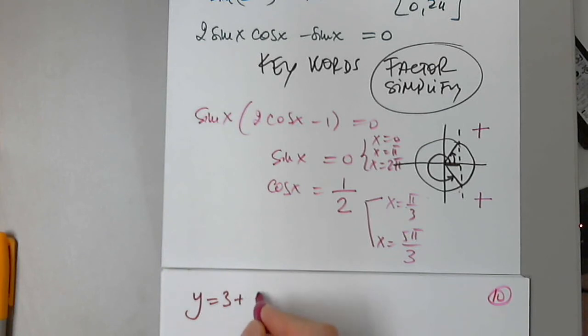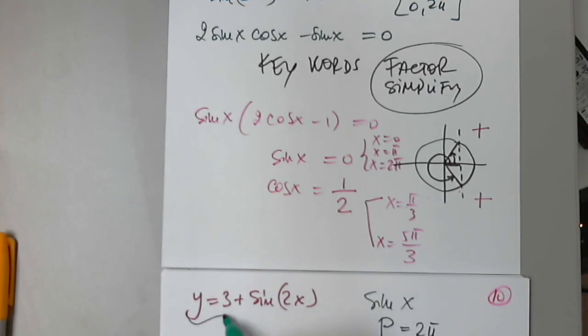y equals 3 plus sine twice x. You couldn't have anticipated better, right? Last time you asked about the horizontal stretching and shrinking. So what is the period of the plain, simple base function sine x? What is its period? 2 pi. Correct.